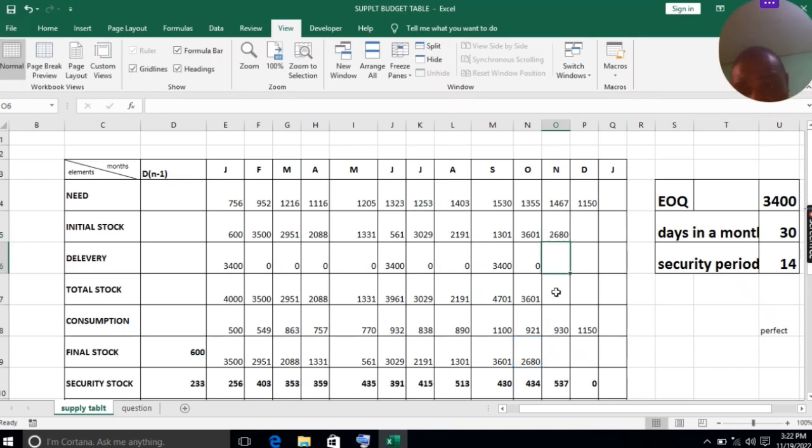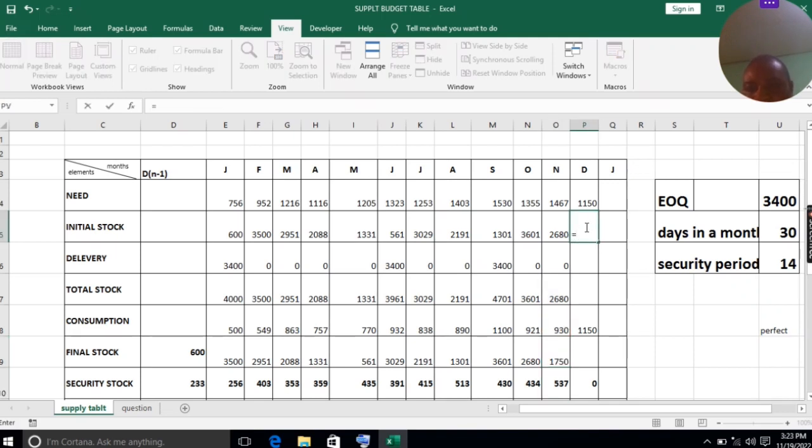Since the initial stock is still greater than the need, we will not receive any replenishment. So our total stock will still remain the same amount. So with that plus 0 replenishment, we still have the same. So our final stock will be equal to total stock minus consumption, which is equal to 1,700.